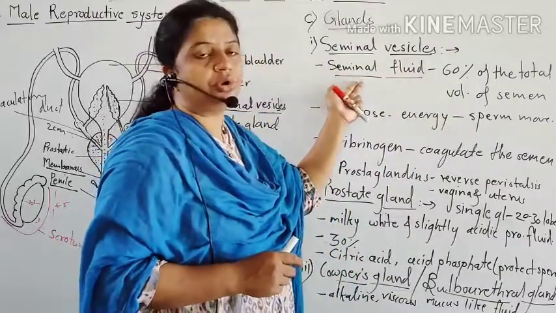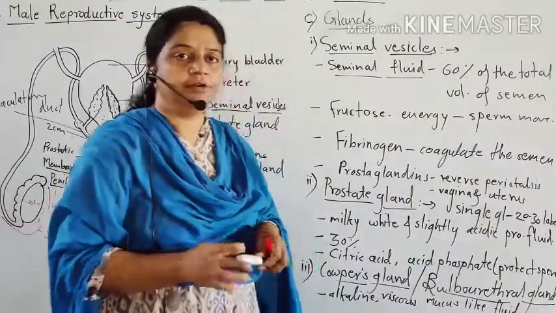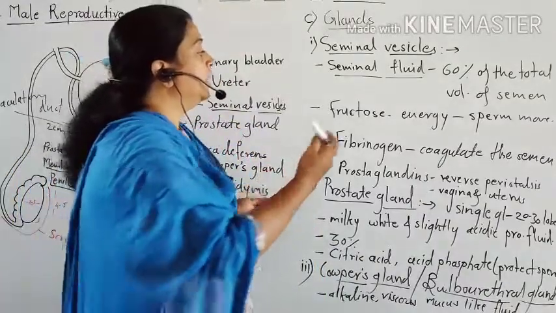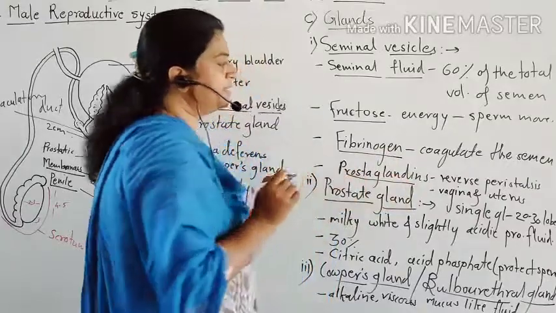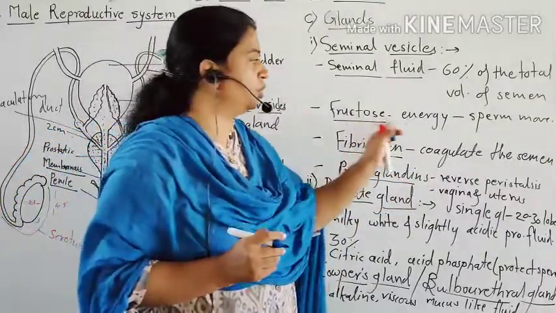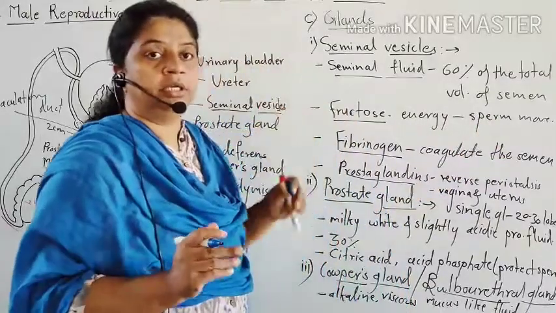What is the constitution of this seminal fluid? What does it contain? It consists of fructose sugar, fibrinogen, and prostaglandins. What is the function of fructose? Fructose provides energy for sperm movement.